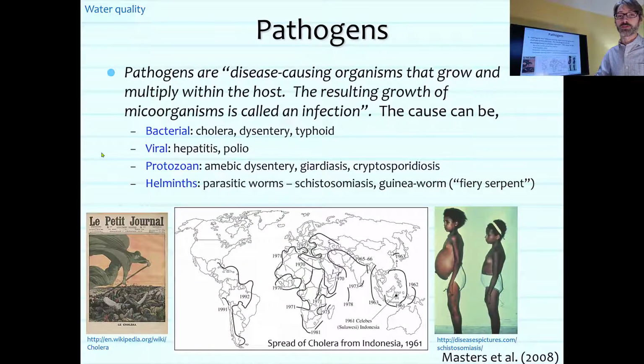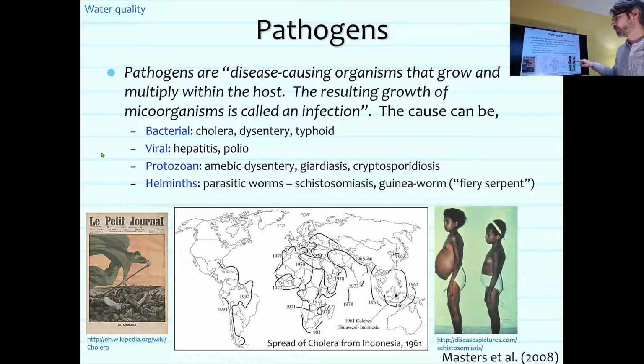Now, what are pathogens? Pathogens are defined as disease-causing organisms that grow and multiply within the host. The resulting growth of microorganisms is called an infection. There are a number of different causes of these kinds of infections. We can have bacterial infections, viral infections, protozoan infections, and helminths, which are parasitic worms. You've probably heard of all of these different types of diseases.